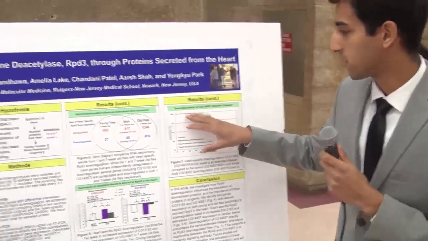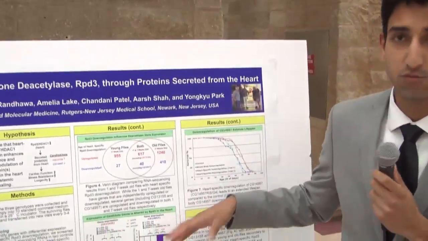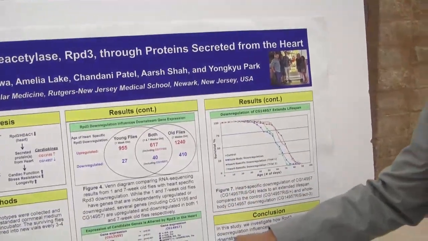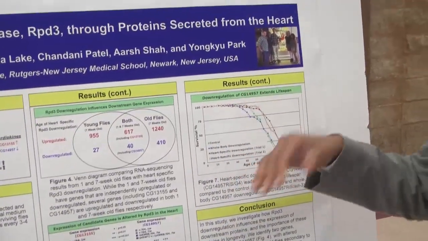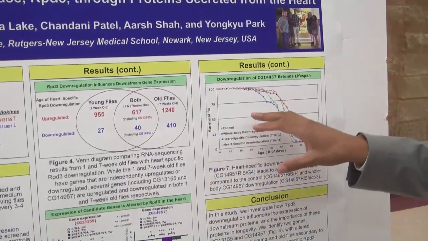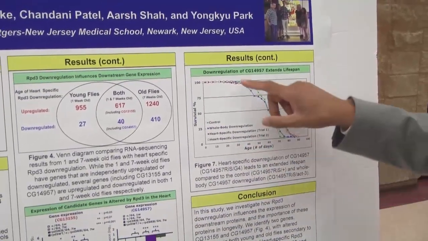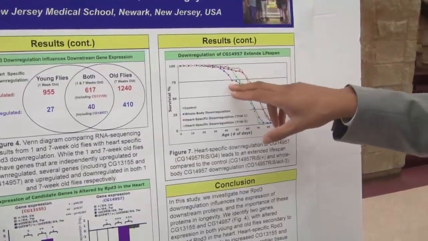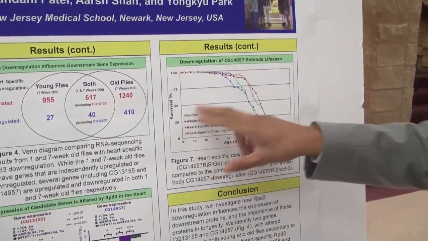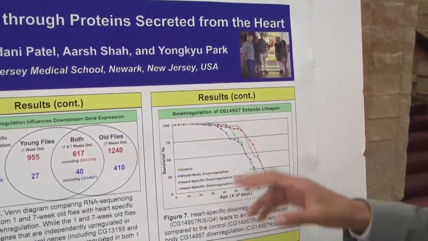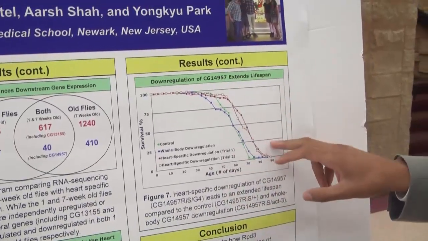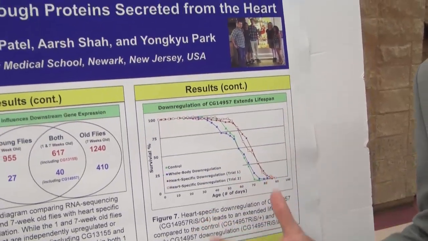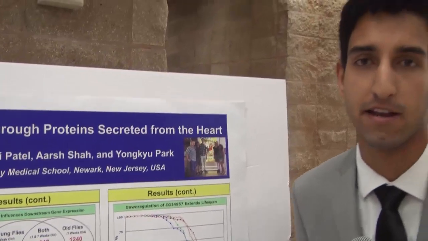Now if we take a look over here, since we identified CG14957 as being increased over the lifespan of a fly, we decided to decrease the expression. Decreased expression would actually increase the lifespan of the fly. It extended the lifespan. Compared to the control fly, CG14957 downregulation had increased lifespan. These two trials can be seen right here. So that showed that this downstream effector actually did have an effect on extended lifespan in the fly.